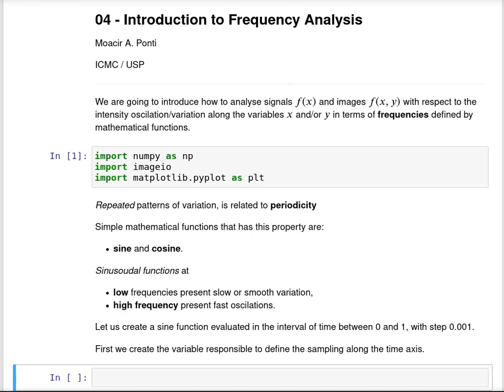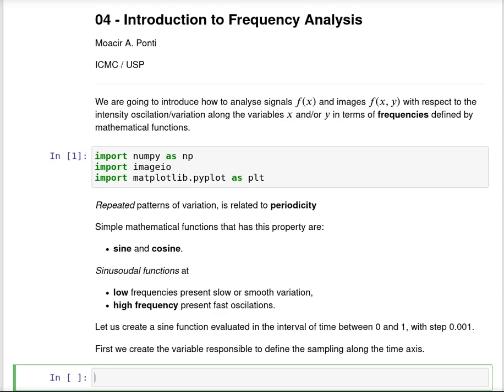And we already seen that those mathematical functions sine and cosine are interesting to study periodicity because they are the simplest mathematical functions that allow this kind of study. We also know that sinusoidal functions at low frequencies will relate to slow or smooth variation, while high frequencies are related to fast oscillations.